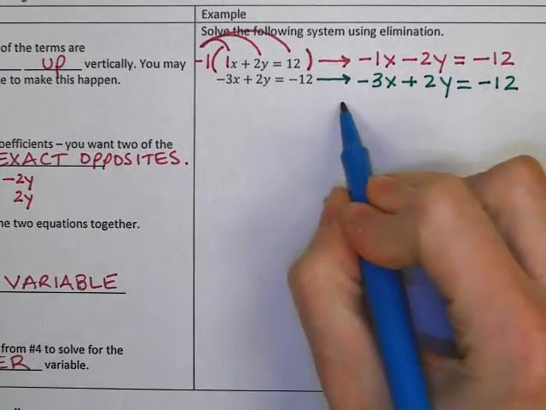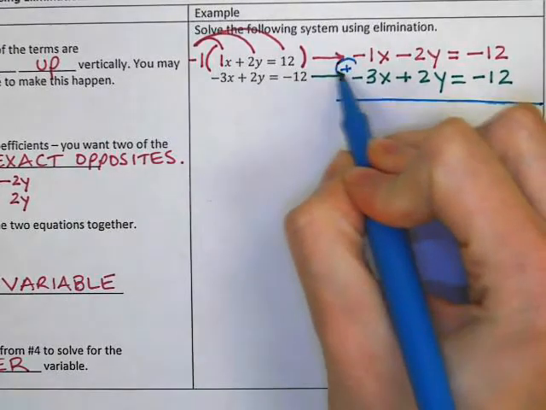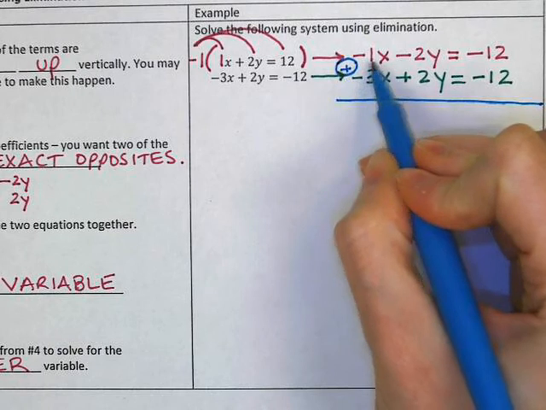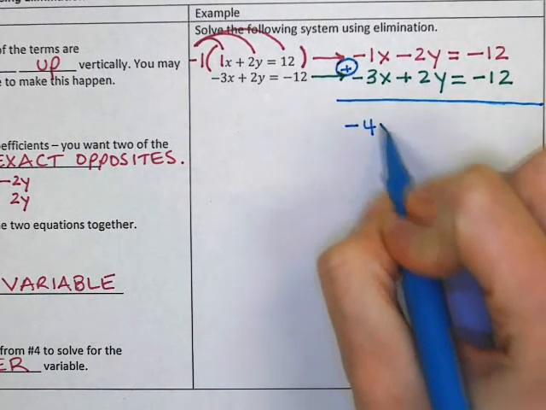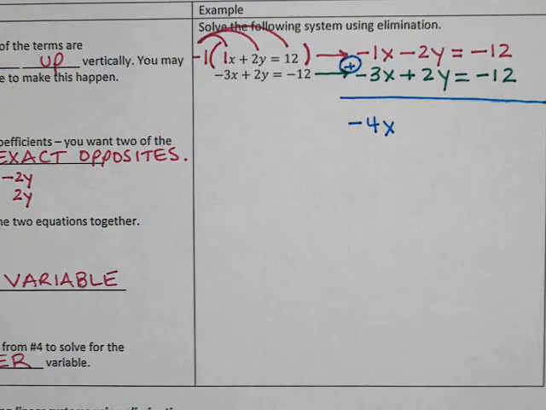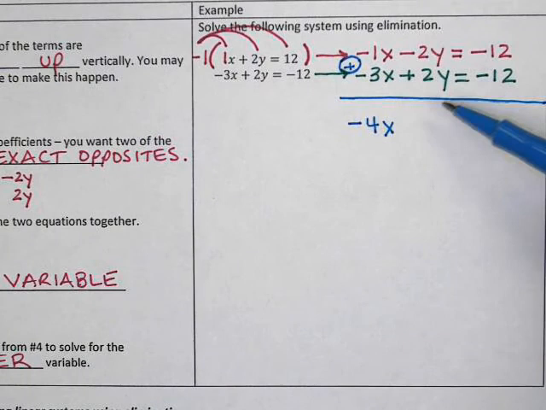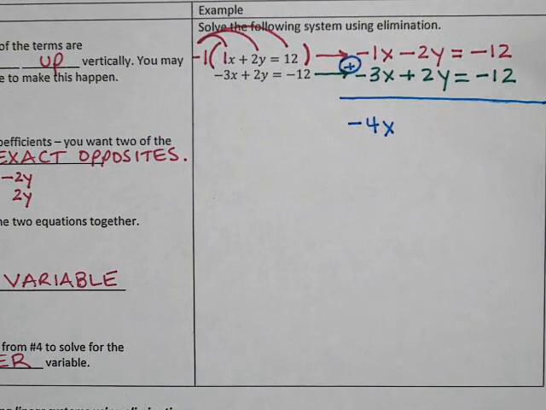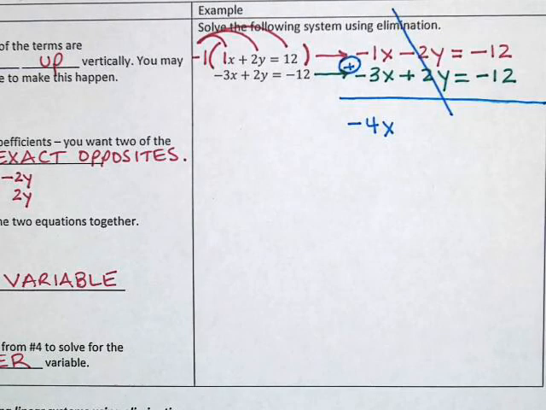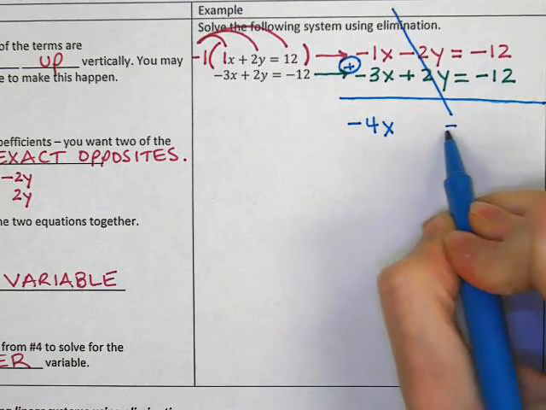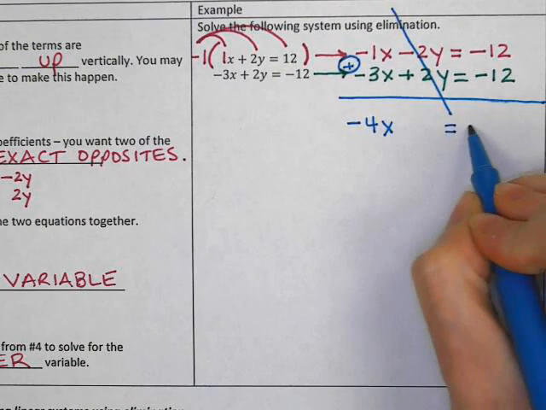All right, so let's go ahead and add. Okay, this is always adding, so put like a plus sign. What's negative 1x plus negative 3x? Well, that's negative 4x. Now here's the cool part. Here's why it's called elimination. What's negative 2y plus 2y? They cancel, right? It's 0. So they eliminate, so I'm just going to cross them off. And then equals, what's negative 12 plus negative 12? That's negative 24.